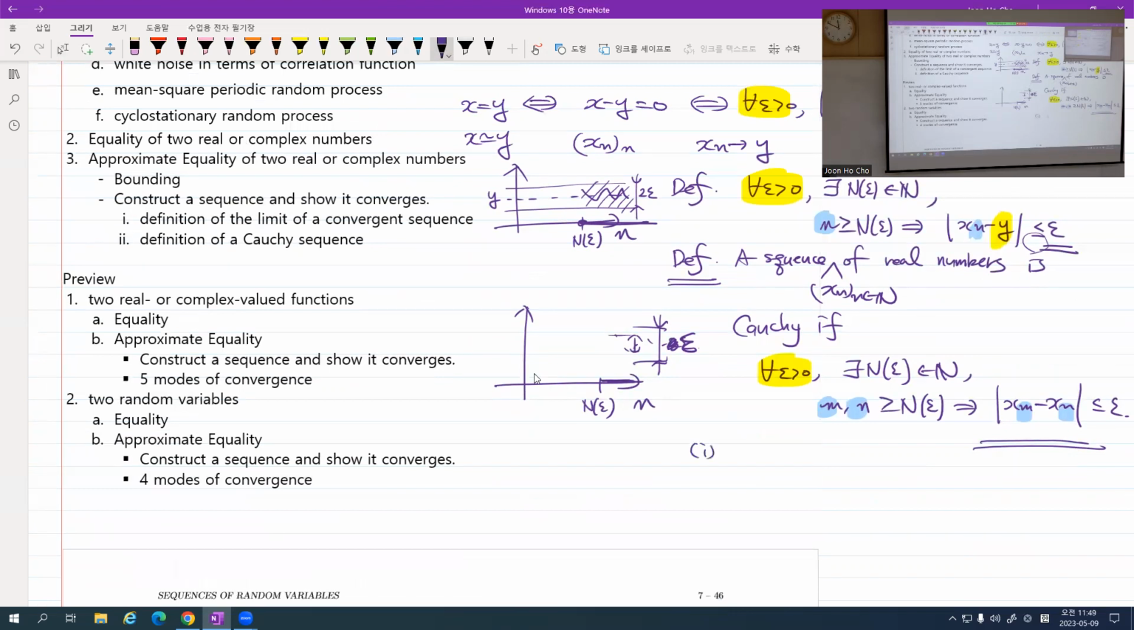The first example is that you define x sub n, the nth element of a sequence, as, for example, the square root of 2 times 10 to the n, and you floor it, and you multiply by 10 to the negative n. Then what is x sub 1? x sub 1 is 1.4. x sub 2 equals something like that, right?